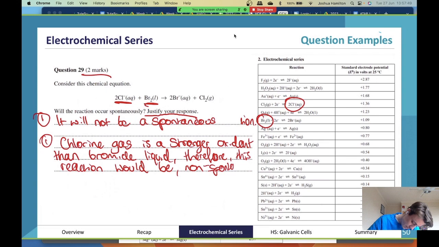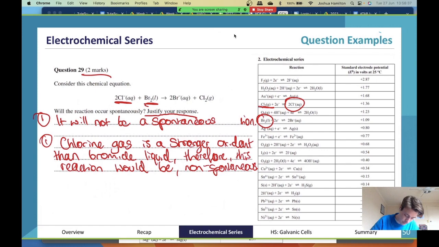Now, the key concept in this question is you shouldn't really compare an oxidant with a reductant. You shouldn't say chloride ions are a weak reductant, and then bromine liquid is a weak reductant and a weak oxidant. So these are not top left, bottom right. They're actually bottom left, top right. You should be comparing oxidants with oxidants and reductants with reductants. So you want to say that chlorine gas, which is the conjugate pair to your chloride ions, is a stronger oxidant than bromine liquid, and therefore it would be non-spontaneous.